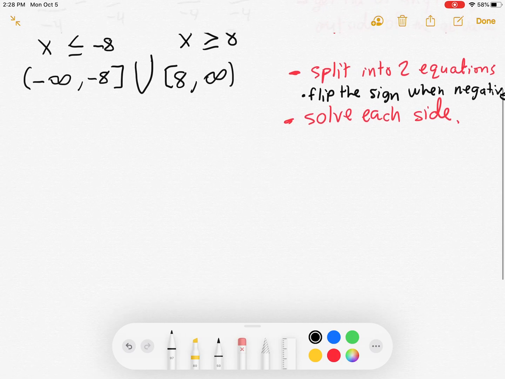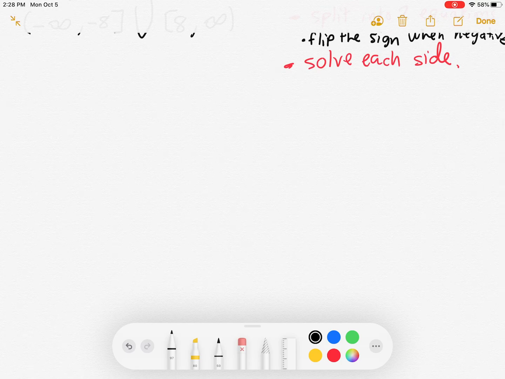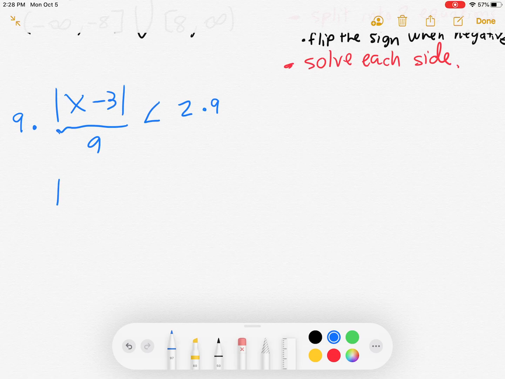All right. Let's go ahead and do one more example. Let's do the absolute value of x minus 3, divided by 9 is less than 2. Okay, so the first thing we've got to do is get rid of the thing that's outside of the absolute value. In this case, that's a 9. So let's go ahead and multiply both sides by 9, which gives us the absolute value of x minus 3 is less than 18.